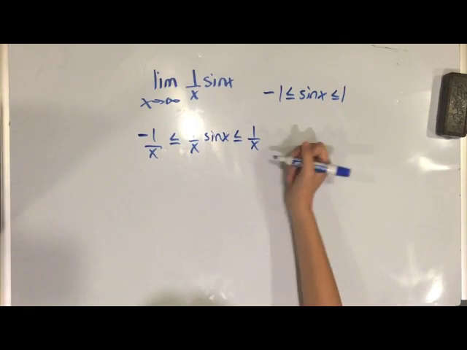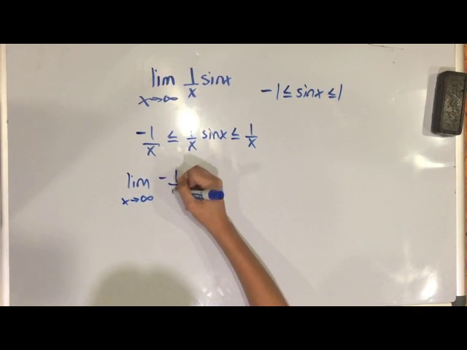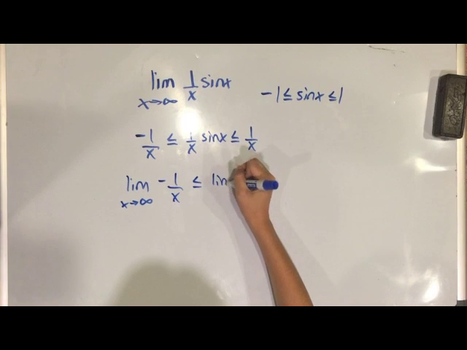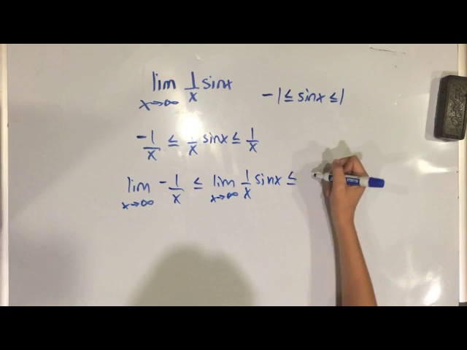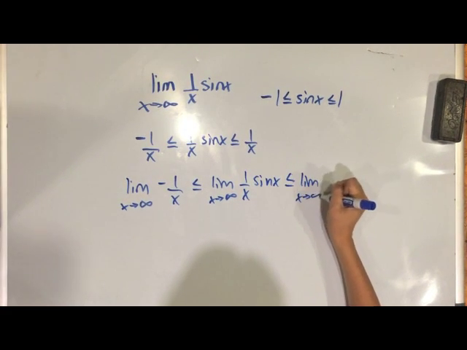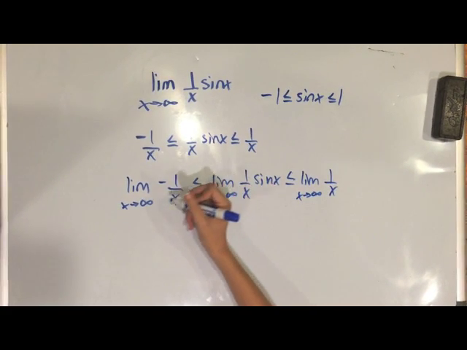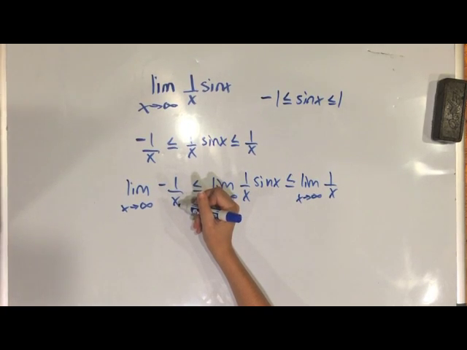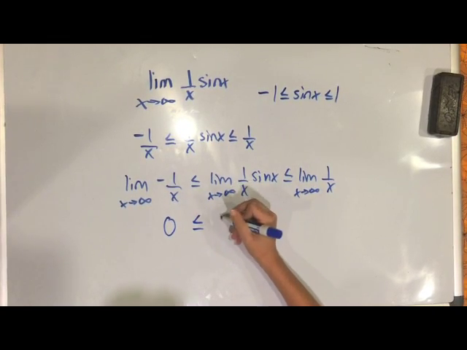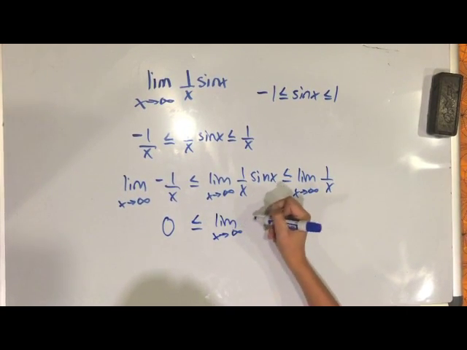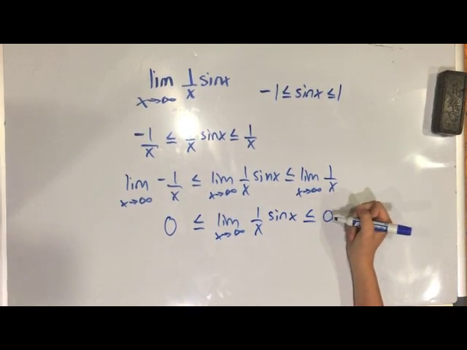So now we take the limit of everything. So the limit as x approaches infinity of negative 1 all over x is less than or equal to the limit as x approaches infinity of 1 all over x sine x, which is less than or equal to the limit as x approaches infinity of 1 all over x. So because this is the limit as x approaches infinity of 1 all over infinity, this goes to 0. So this is 0 is less than or equal to the limit as x approaches infinity of 1 over x times sine x, which is less than or equal to 0.